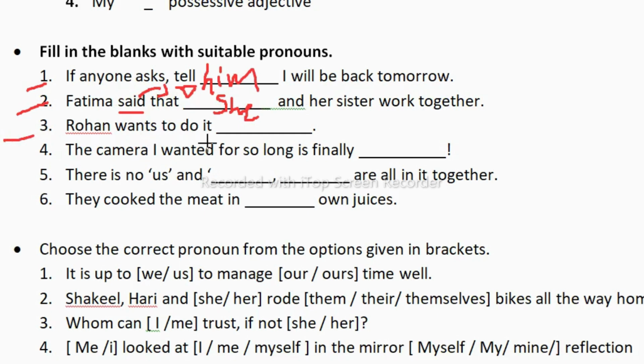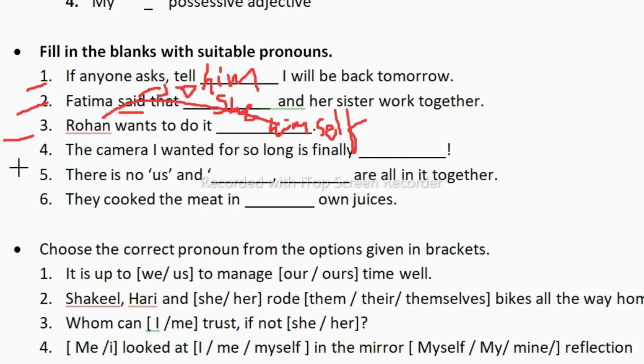Rohan wants to do it dash. So what can I fill here? Rohan wants to do it by himself. So here we have to fill the reflexive pronoun, because in the last video I explained that when the subject and the object are both the same, we have to use the reflexive pronouns. This reflexive pronoun is reflecting back to the subject. Rohan wants to do it by himself. Now let's move to the next one.